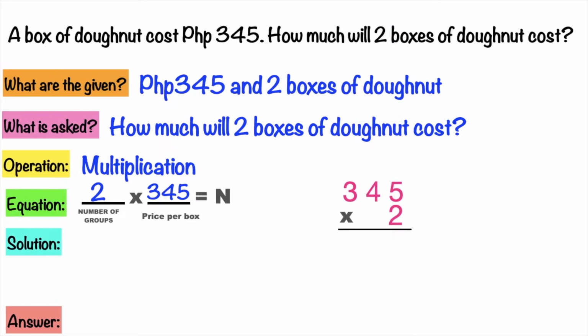Then let's multiply 2 and 5. 2 times 5 equals, that's correct, it's 10. Then carry 1. 2 times 4, very good, that's 8 plus 1 equals, good job, it's 9. Then 2 times 3 equals, very good, children, it's 6. So for our final answer, 2 boxes of donut cost 690 pesos.